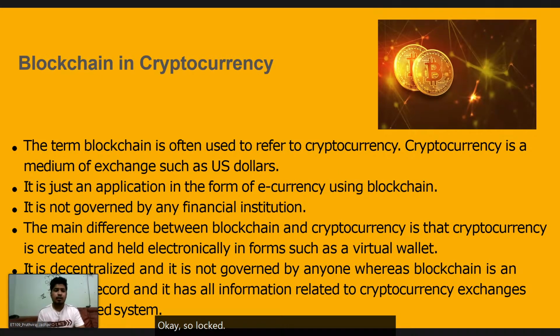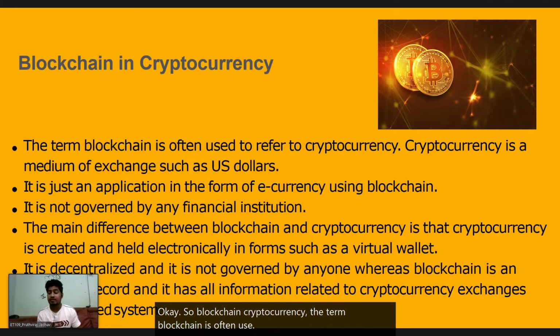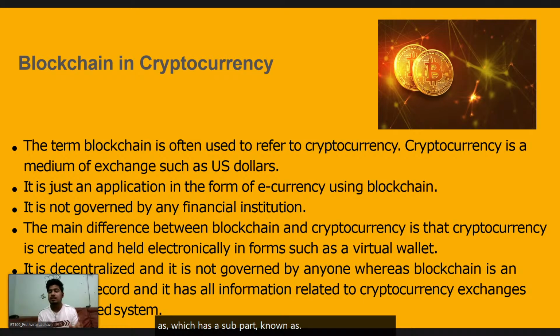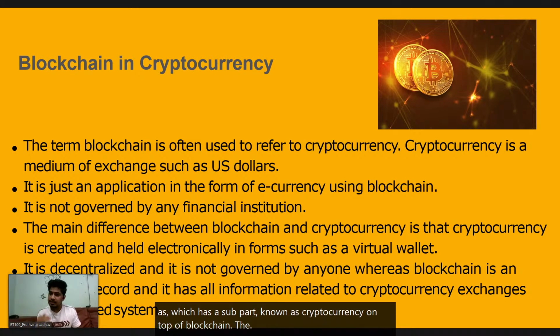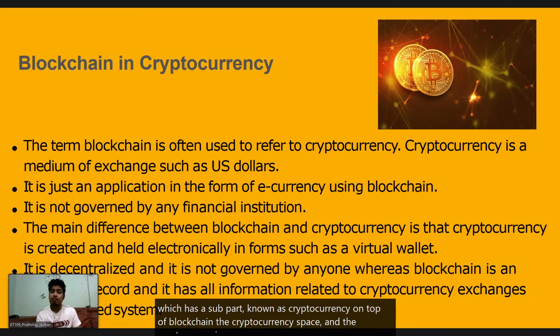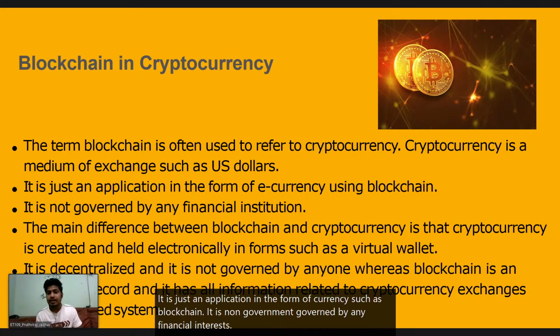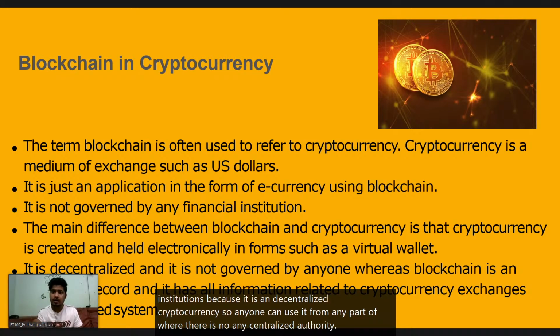Okay. So blockchain in cryptocurrency. The term blockchain is often used to refer to cryptocurrency. Many people misunderstand that blockchain is also known as cryptocurrency, but that is not true. Blockchain is a technology which has a subpart known as cryptocurrency. On top of blockchain, the cryptocurrency is made, and the cryptocurrency is a medium of exchange such as the US dollar. It is just an application in the form of e-currency. It is not governed by any financial institution because it is a decentralized cryptocurrency, so anyone can use it from any part of the world. There is no centralized authority controlling it.